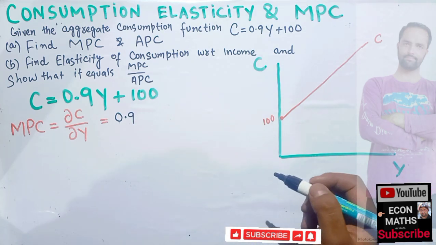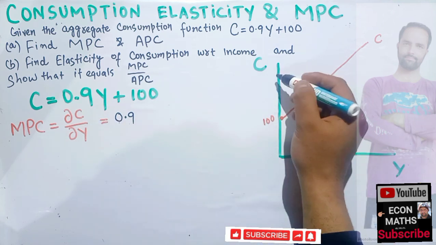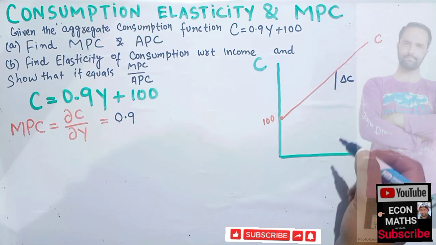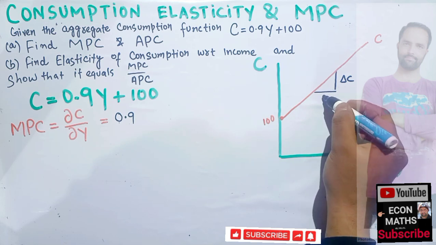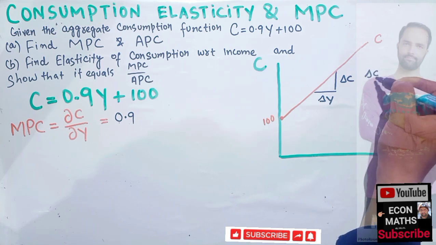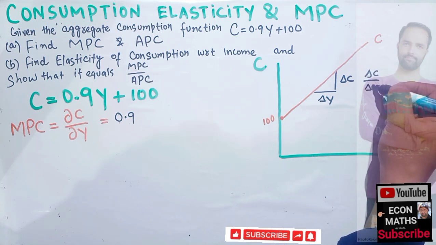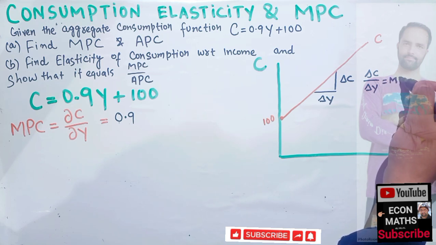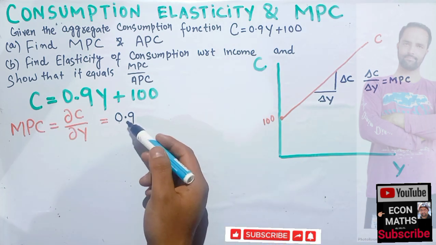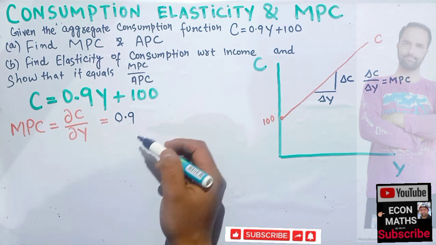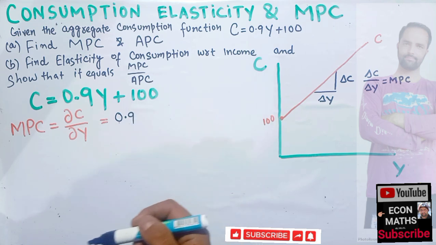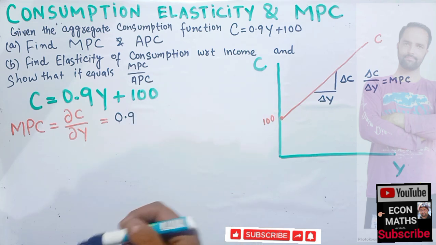And graphically, what does this tell us? Change in consumption means this very stuff, if I can show it here. So let us say this is our change in consumption, and this is our change in income. When we divide the change in consumption by the change in income, it gives us MPC, what we call marginal propensity to consume. So simple stuff, marginal propensity to consume will be 0.9. It tells us that when income increases by 1%, our consumption increases by 0.9%. I hope I am making myself clear.